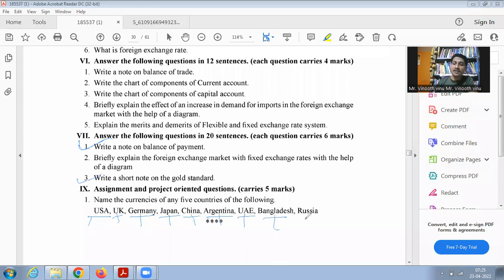UAE dirham, Bangladesh taka, Russia ruble, India rupees.